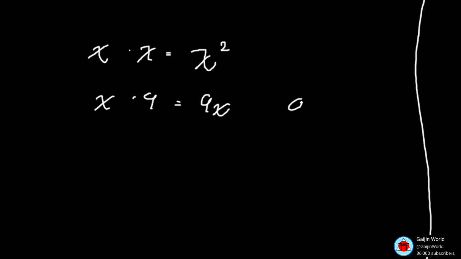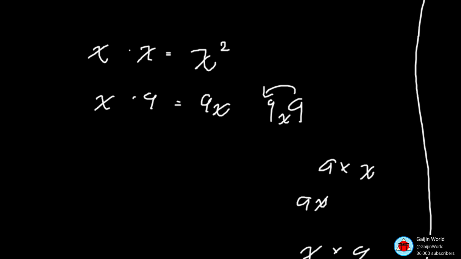And if you're wondering why it's not x9, it's because the number always goes first. And then for letters, for example, if you have a times x, it's going to look like ax. Even if it's x times a, it's going to look like ax because it's in alphabetical order. Just to tell you guys so you won't get confused when doing this.